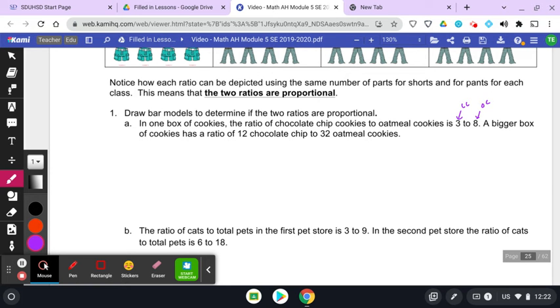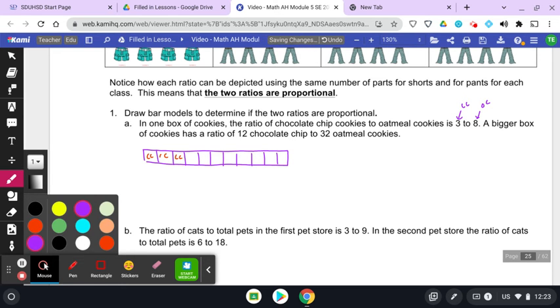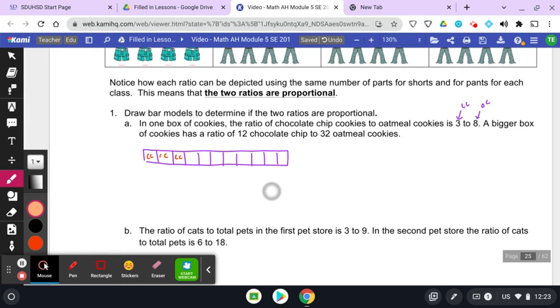I need to pay attention. If I have 3 chocolate chip and 8 oatmeal cookies, in total I have 11. So I need to break my box into 11 parts. I'm making a bar model with 11 sections: 1, 2, 3, 4, 5, 6, 7, 8, 9, 10, 11. 3 of those sections are chocolate chip cookies, and 8 of those sections are oatmeal cookies.